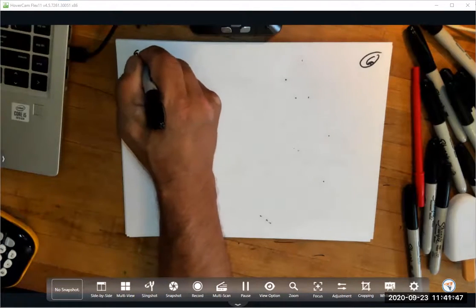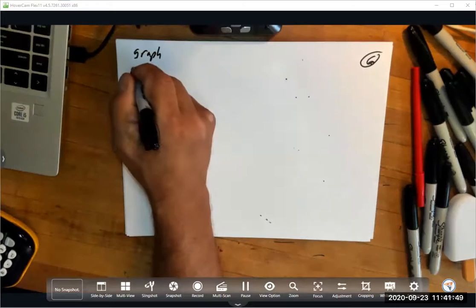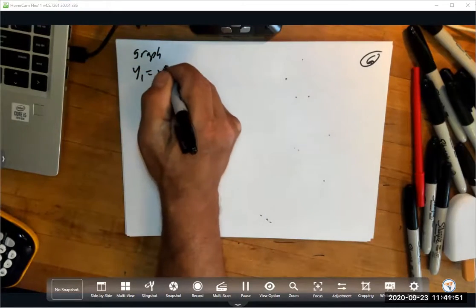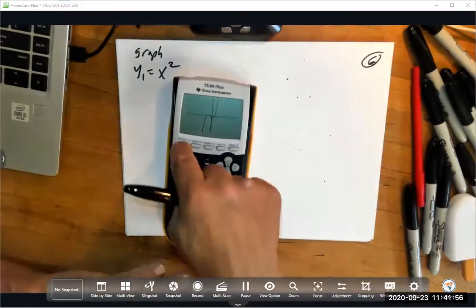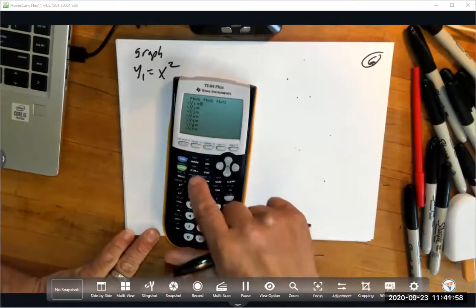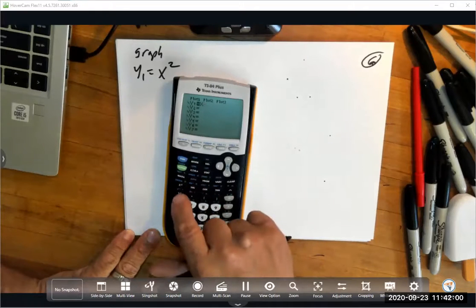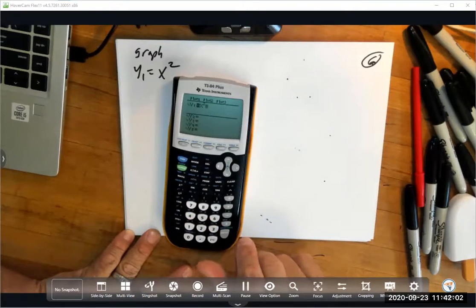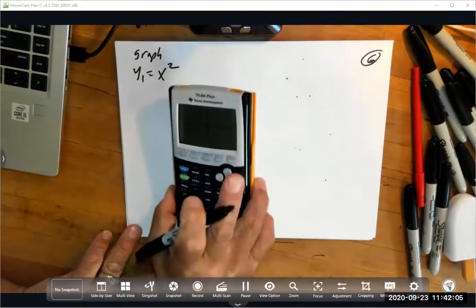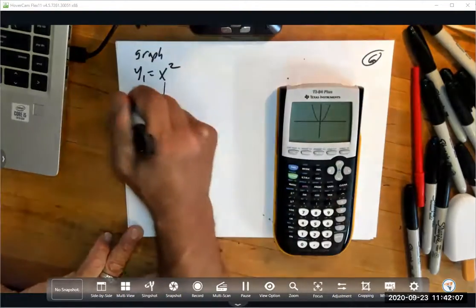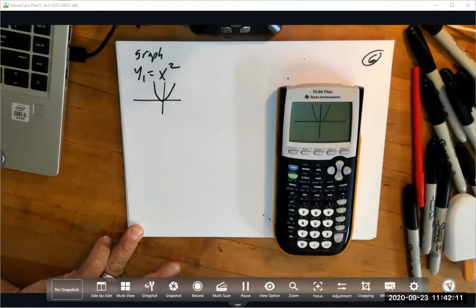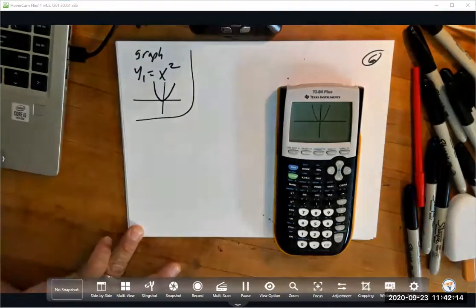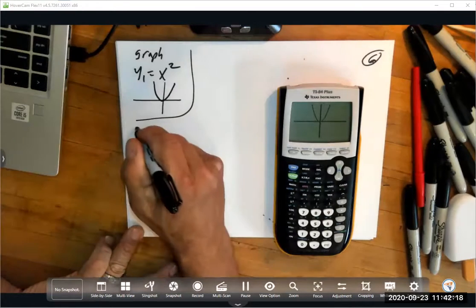I'm going to say this. Graph y1 equals x squared. Okay. So I'll just show you what that is. Y, clear. You're going to put x and this little square thing right here, and then hit graph. I got a curve. I got a little parabola thing like this. Y'all get that? Yes. For y equals x squared. Yes? Yes.